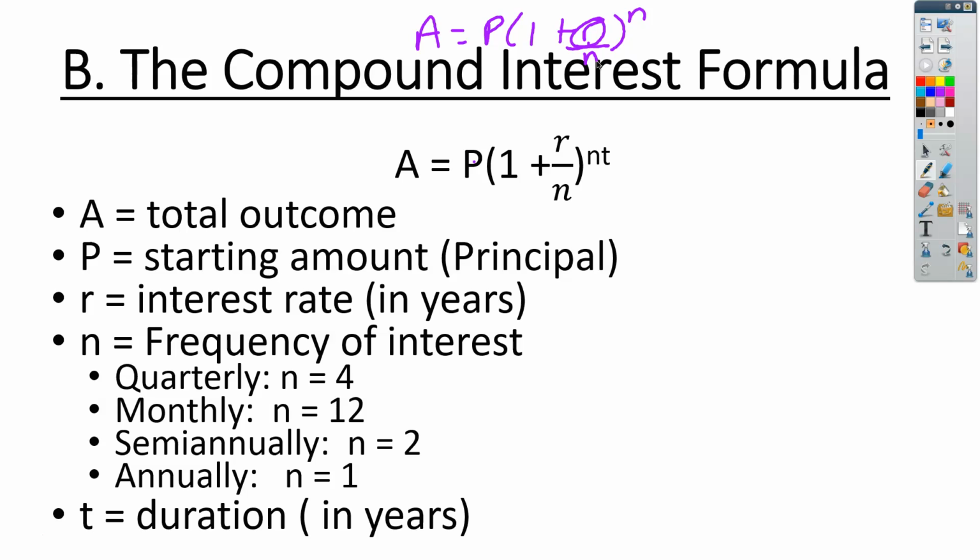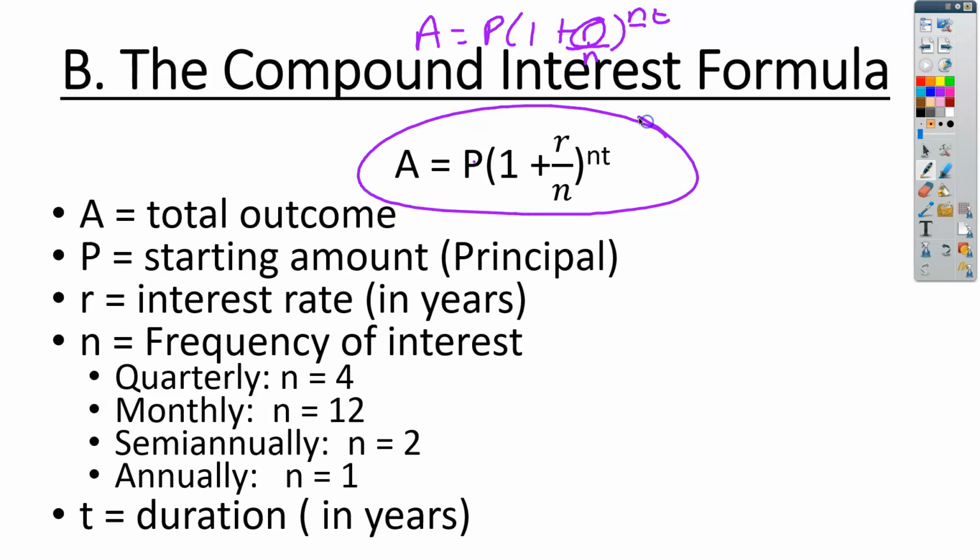Now there's one more thing up here that I haven't talked about. It's the T. That's because in the example I gave you, I was only looking at 1 year. But couldn't that happen for 2 years? Or 3 years? Or 4 years? So if it happens 4 times a year, and you did it for 5 years, you would do 4 times 5, which is 20. They would give you 20 times. Does that make sense? 4 per year, 5 years, 20 altogether. So you multiply by the year.